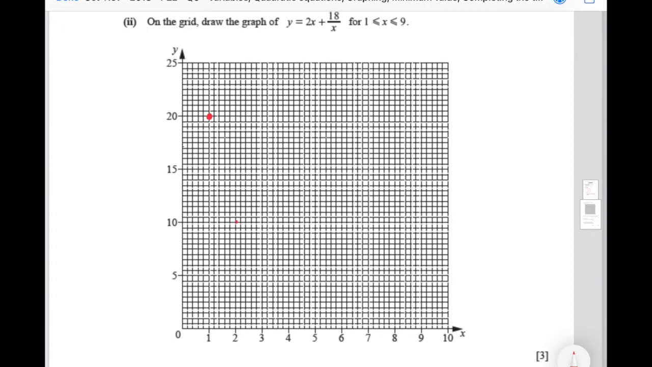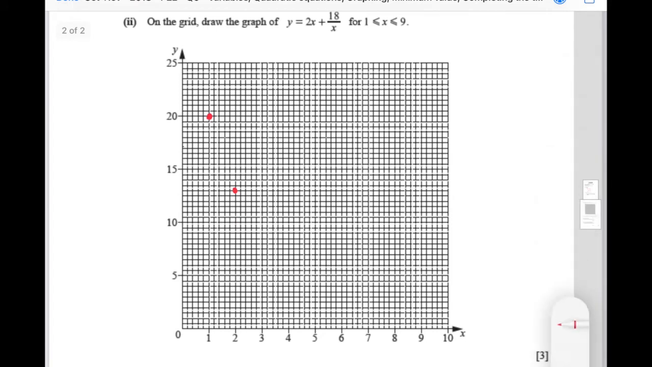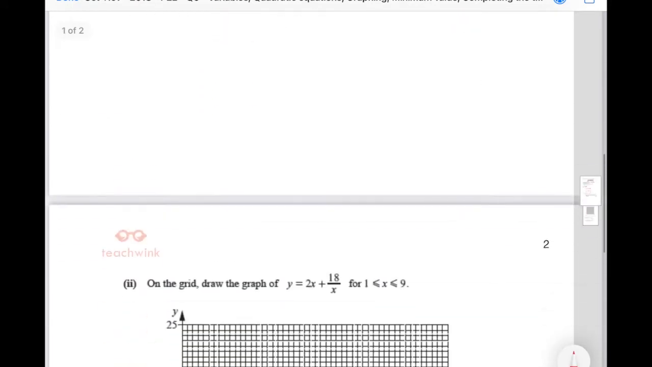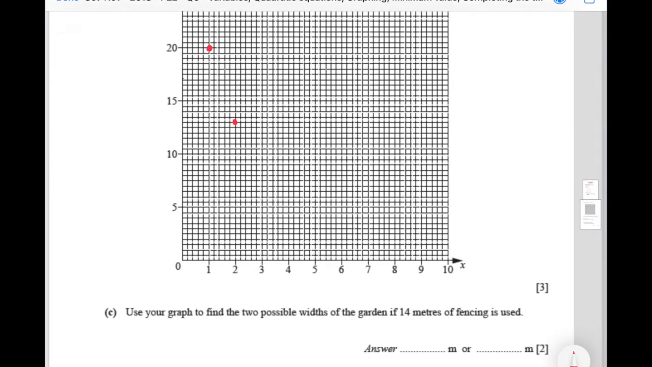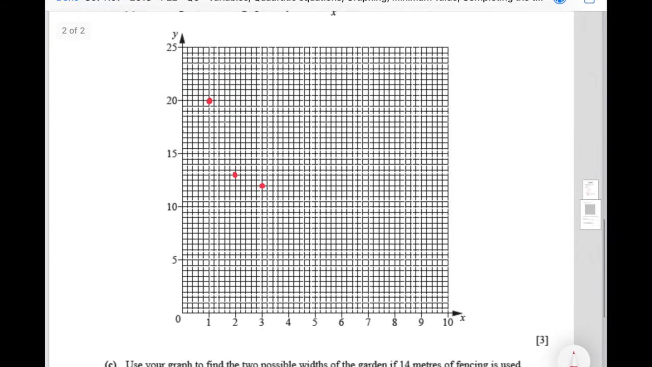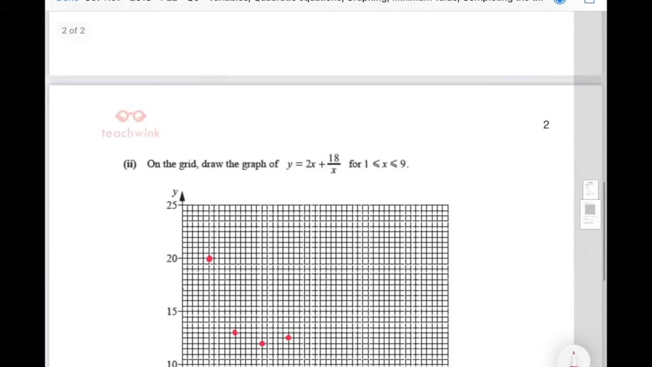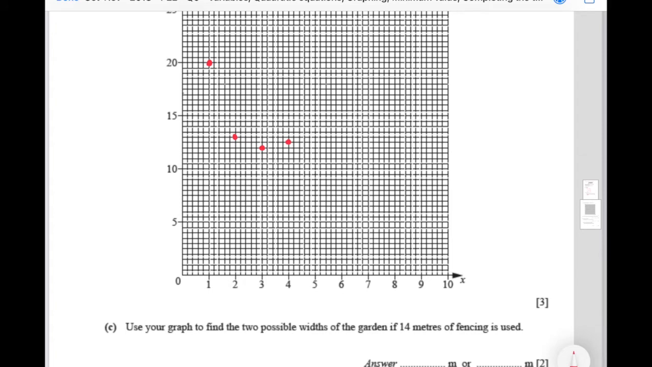So 2 and 13, sorry, I just made a mistake over there, but 11, 12, 13 is going to be right there. Let me remove the other mark so that we don't confuse ourselves later on in the question. The next value is 3 and 12. So 3 and 12 is going to be right there. The next one is 4 and 12.5. So 4 and 12.5 would be there. The next one is 5 and 13.6. 5 and 13.6 is going to be there.